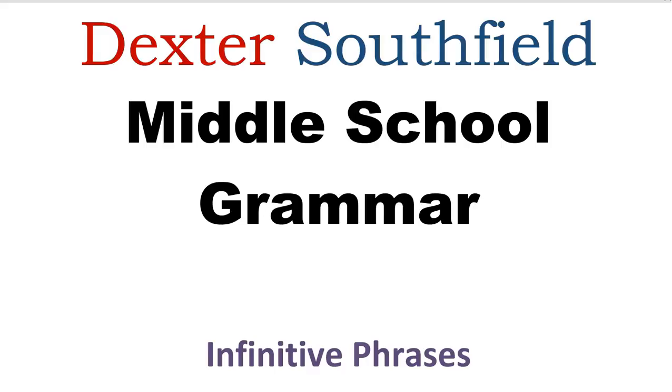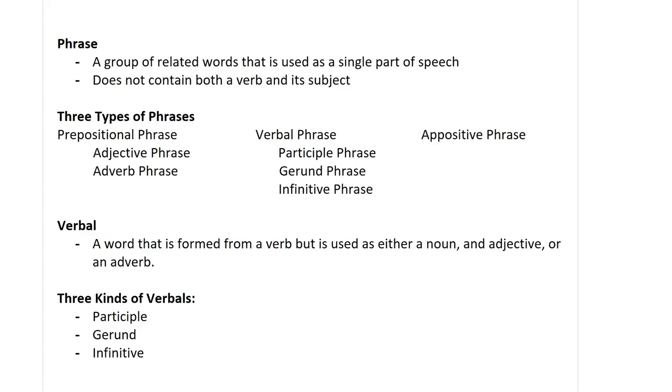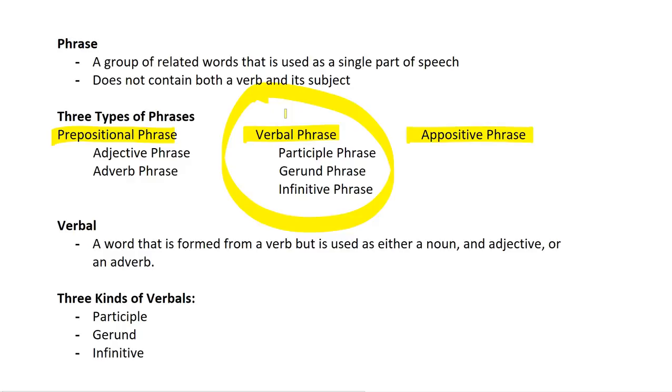Today we are talking about the infinitive phrase. And again, to remind you, a phrase is a group of related words that is used as a single part of speech. It does not contain both a subject and a verb. And there are basically three types of phrases. There is the prepositional phrase, the verbal phrase, and the appositive phrase. We're talking about a certain type of verbal phrase today, and that is the infinitive phrase.